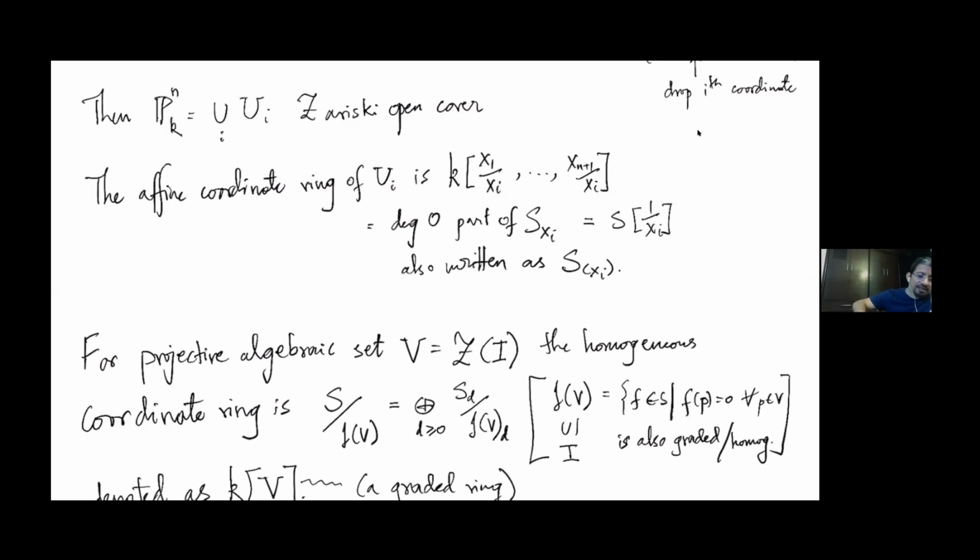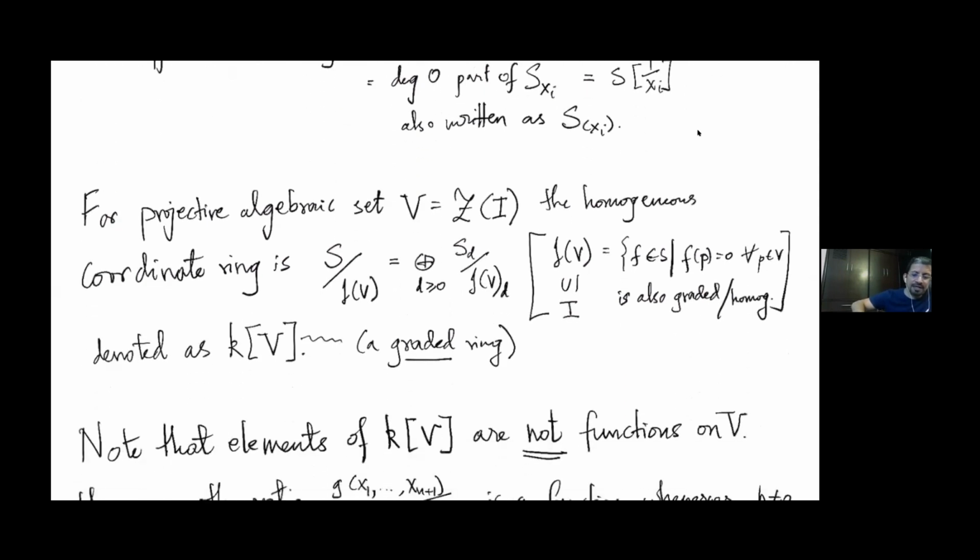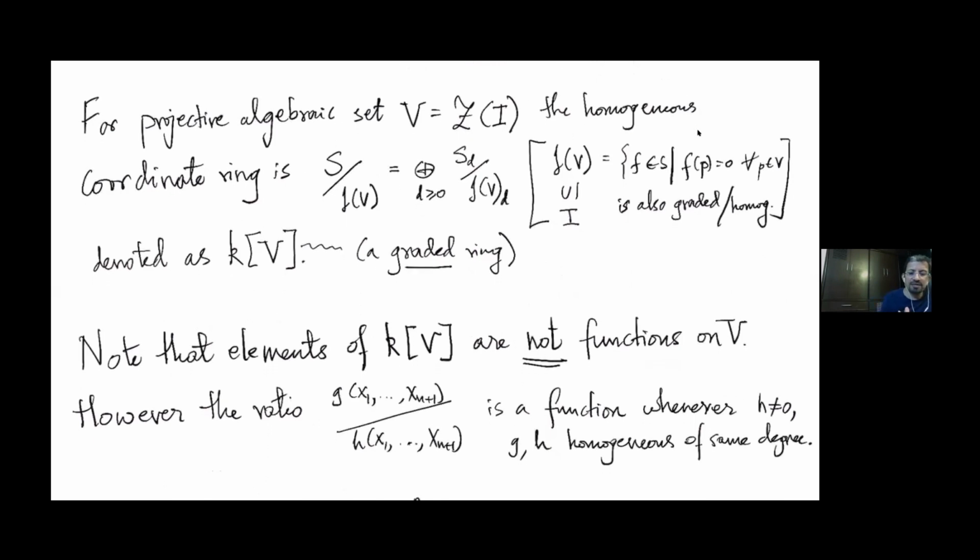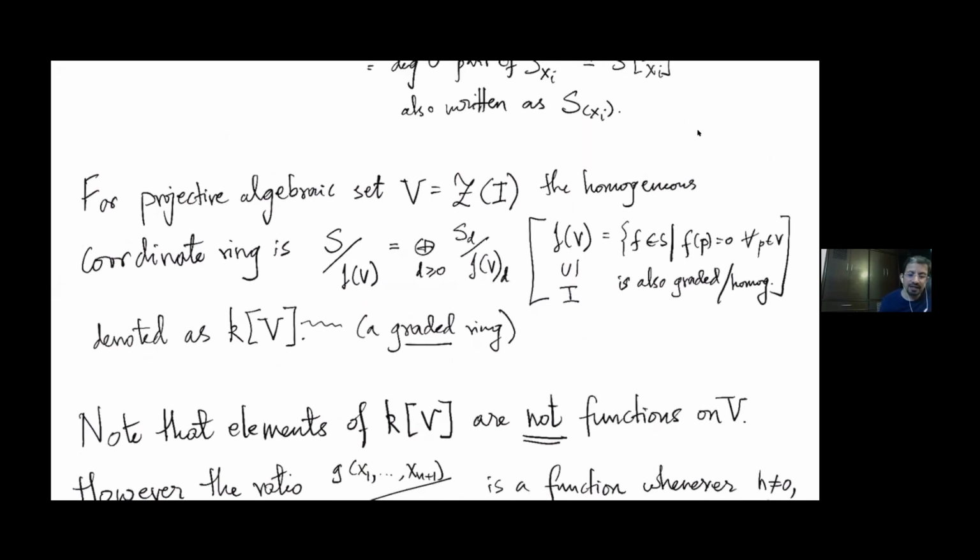Having done all this, we can now define a projective algebraic set V. We can now assign a homogeneous coordinate ring to a projective algebraic set. That is nothing but the polynomial ring modulo the ideal of functions which vanish everywhere on this algebraic set V. V was defined as the zero locus of I, so certainly every function in I will vanish on V, but there might be more. Sometimes there are more, so you should look at all functions which vanish there and then go modulo that.